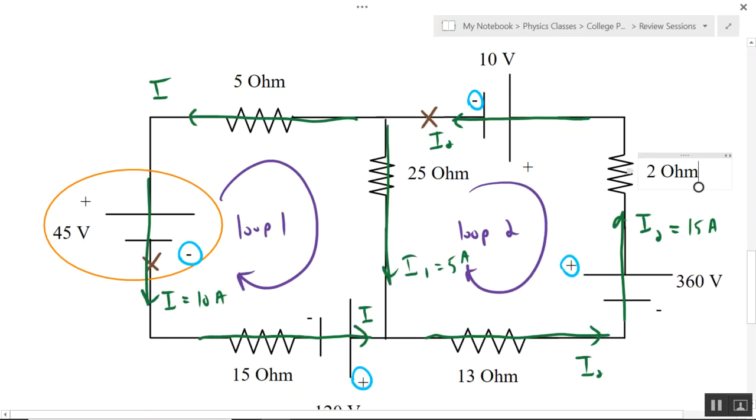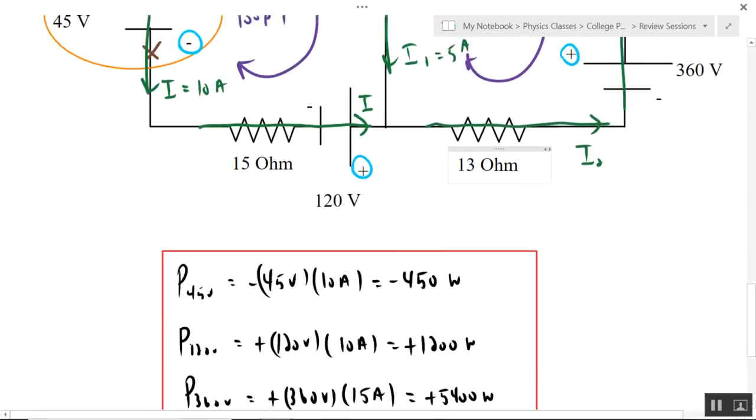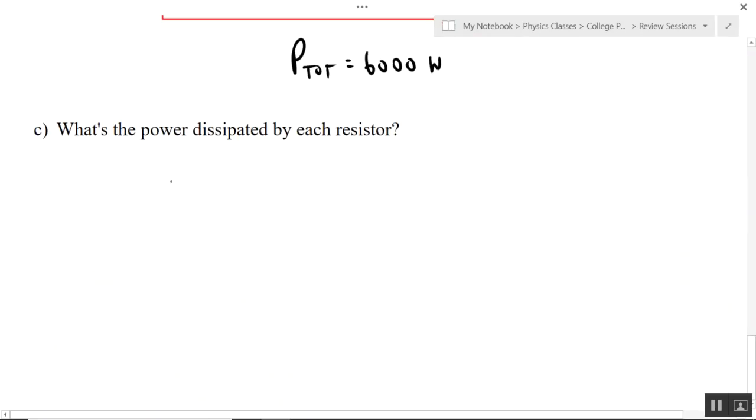Okay. So to do the power dissipated by resistors, all you need to do is figure out the current going through them, which is I for the 5 ohm and the 15 ohm. Square that and multiply by the resistance. For the 25 ohm, it's I1 squared times 25, and then for the 2 ohm and the 13 ohm one, you have I2 going through them, so it's I2 squared times 13 ohms and 2 ohms. That's it. And then if you add those up, you should get the power of the battery, right? If you did everything correct.